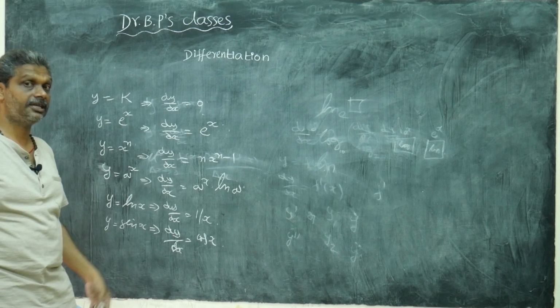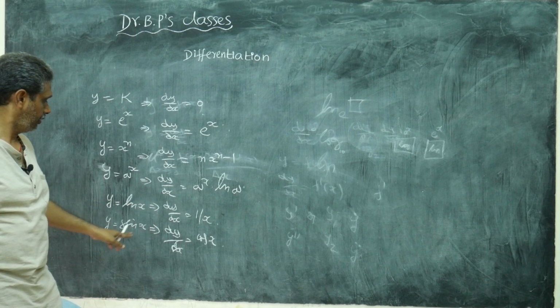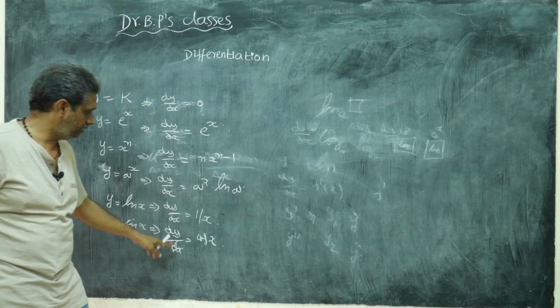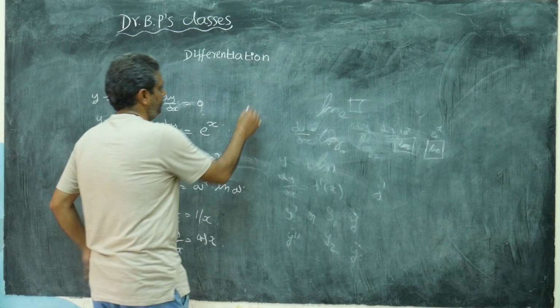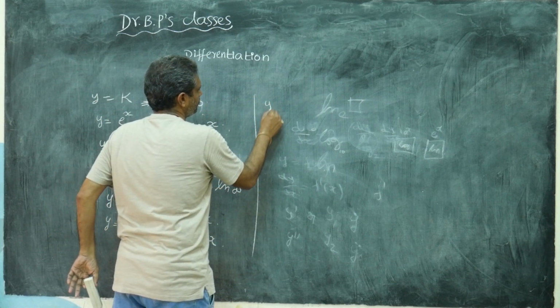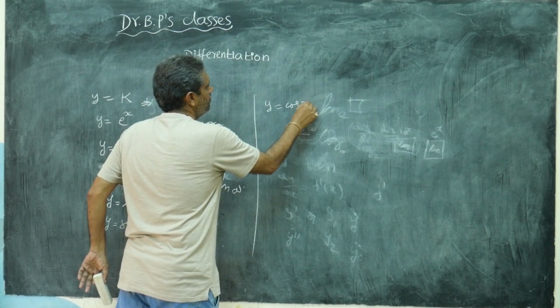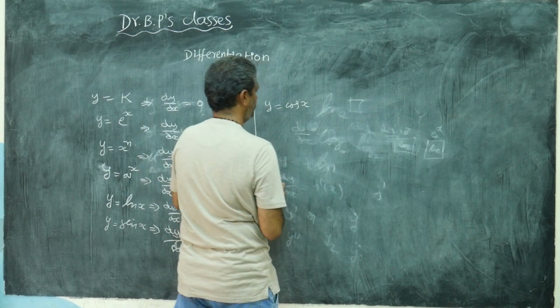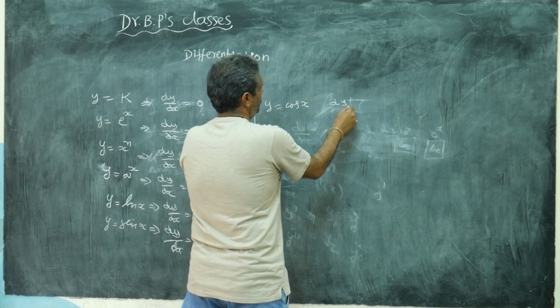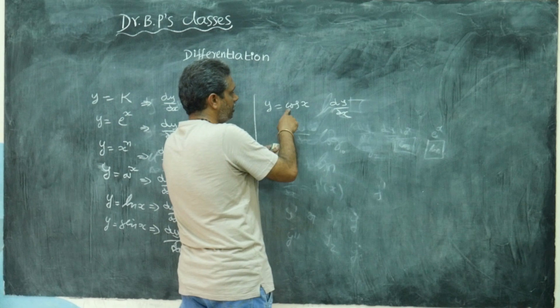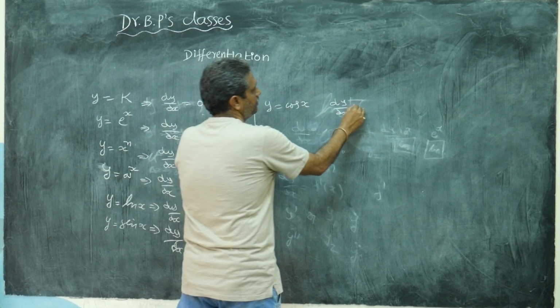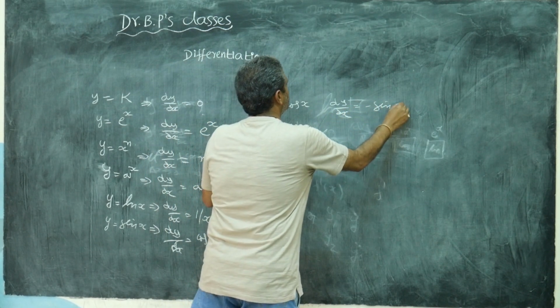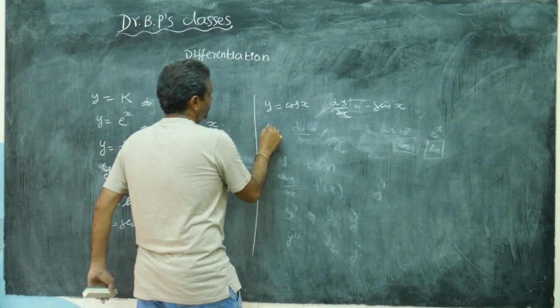Hyperbolic is different, that is exponential function. So y is equal to sin x means what? Dy by dx is equal to cos x. Similarly, y is equal to cos x means what? Differentiation of cos x you can write minus sin x. I told you any term starting with c means what? Minus you will get. This is minus sin x.